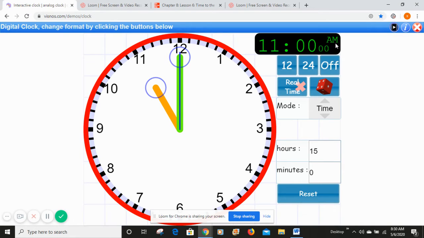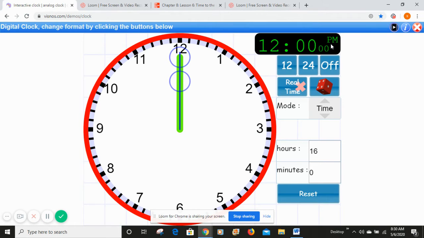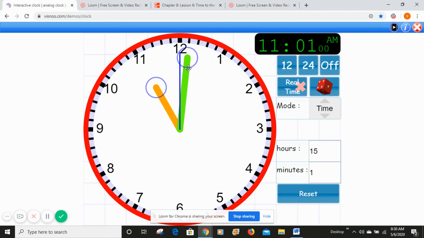Now, here's this little thing up here. It says AM. Watch what happens when I move this clock all the way around again. And you can see that it's 12 o'clock, but it says PM up here. Go back this way, and it was AM. Go this way, and it's PM.